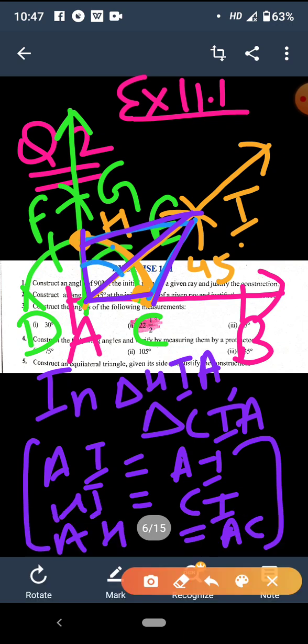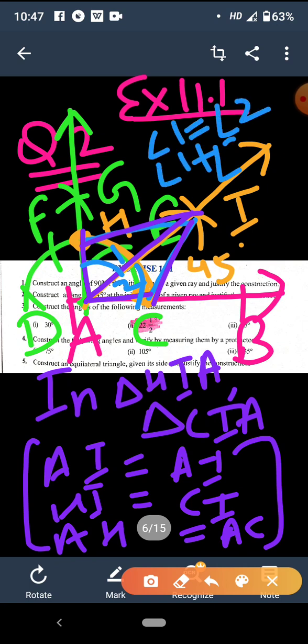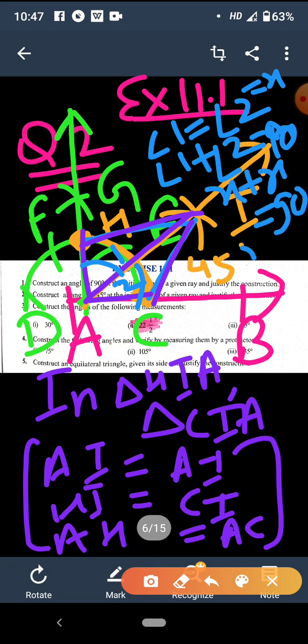So angle 1 and angle 2 are equal by CPCT, but angle 1 and angle 2 sum to how much? 90 degrees, okay, 90 it was, the complete angle. Now we will put them as x. Now x plus x equals 90. So from here by solving you will get that x is 45, that means angle 2 is 45.